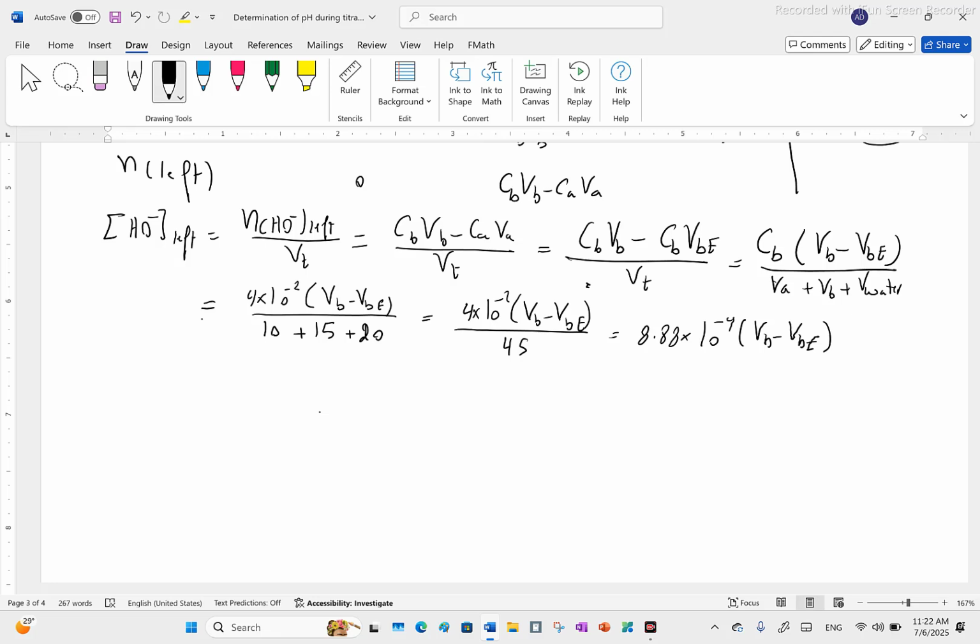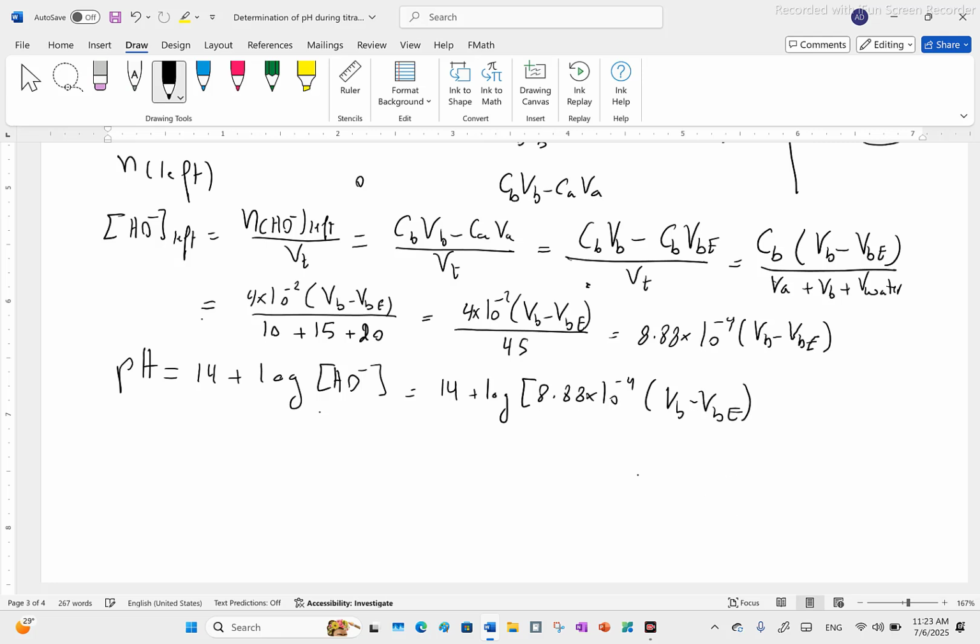Now we can determine pH. The medium is basic. pH equals 14 plus log concentration of HO−, equal to 14 plus log of 8.88 × 10^-4 (VB minus VBE). Log of A times B equals log A plus log B, which is 14 plus log 8.88 × 10^-4 plus log (VB minus VBE).